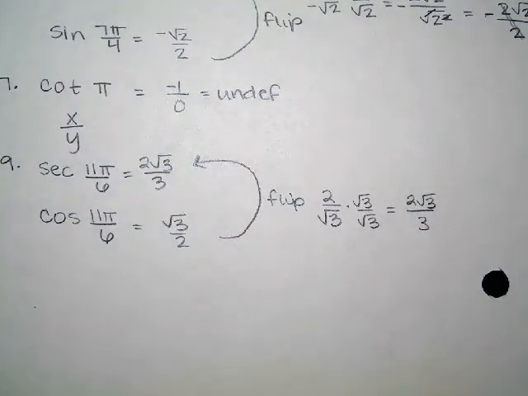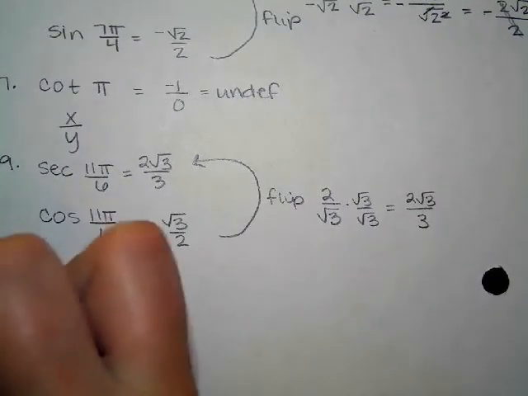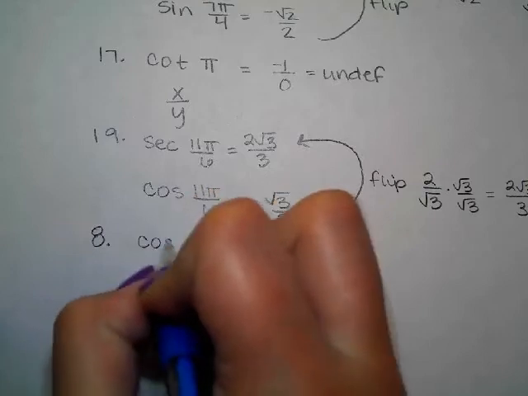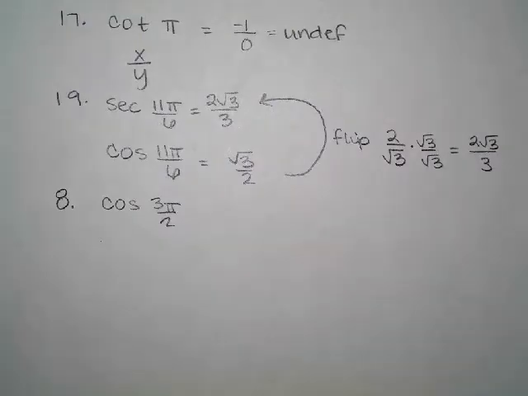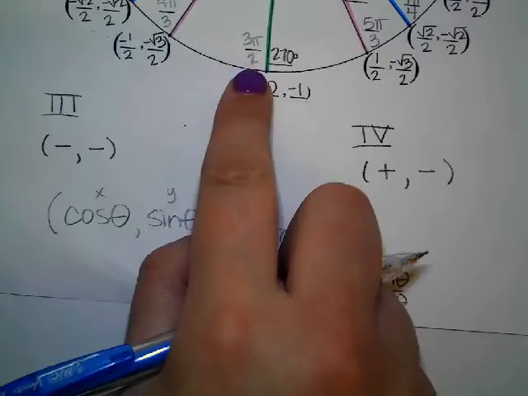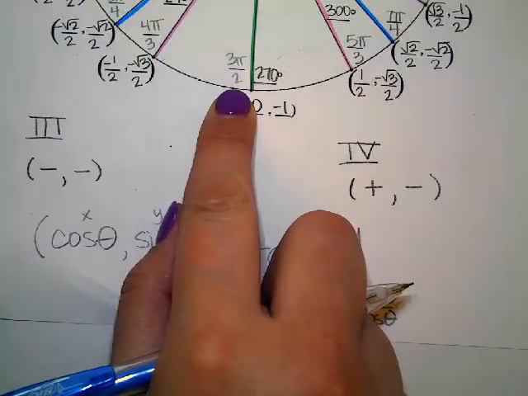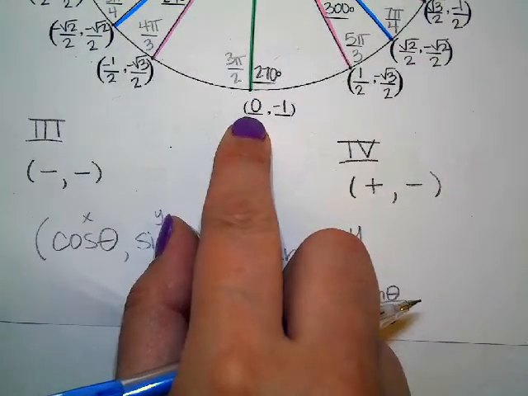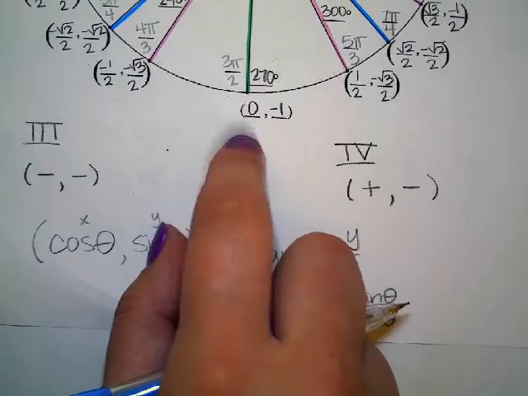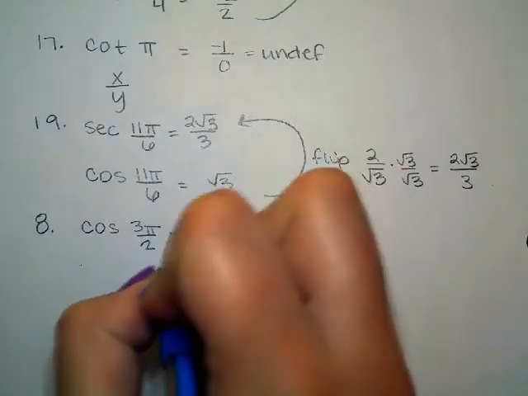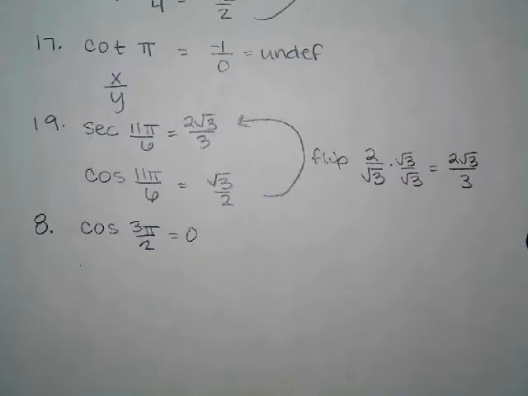Okay, and then you said 8. Sophie, is 8 the one you wanted to do? Yeah. Okay, and then 8. 8 says cos 3 pi halves. All right, so 3 pi halves is just down here. Cos of 3 pi halves is just the x coordinate. They're only going to give you unit circle ones. So cos of 3 pi halves is just 0. You were just checking to see if we were awake. Turns out we are, so we're good.